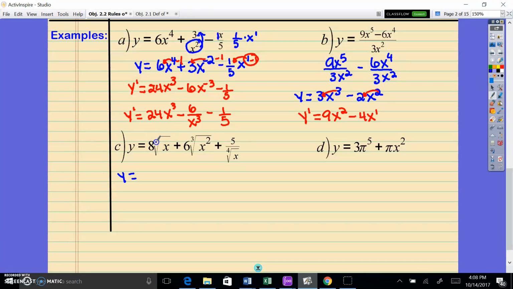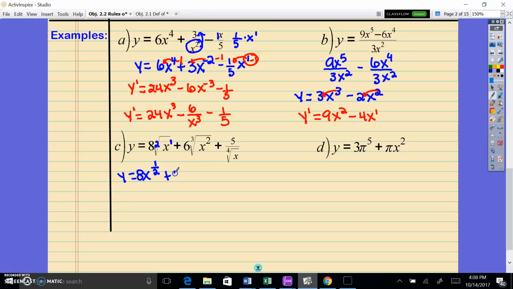Remember, the index, if you don't see it here, is a 2. And any time that you have a radical, here is a power of 1, it can be rewritten as a fractional exponent where the denominator is the index and the numerator is whatever power that x has. So the square root of x is really x to the 1/2. And don't let me forget, I actually have an 8 up front.